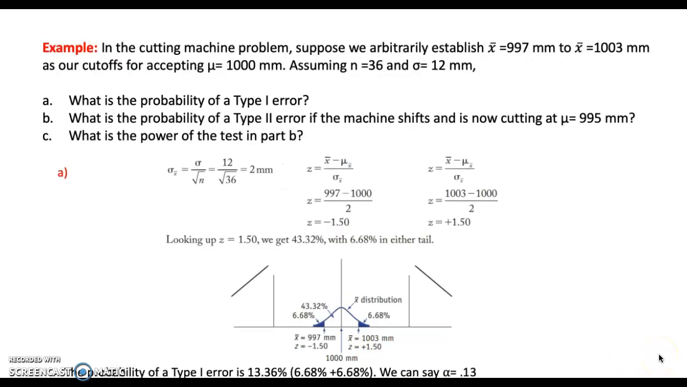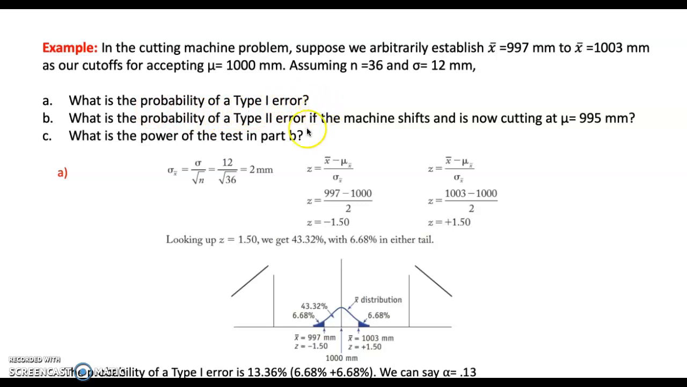So let's look at another example. In the, again, cutting machine problem, suppose we arbitrarily establish sample average values 997 millimeter to 1003 millimeter as our cutoffs for accepting mu equal to 1000 millimeter. Assuming the sample size is again 36 and standard deviation is 12 millimeter. What's the probability of a type 1 error?